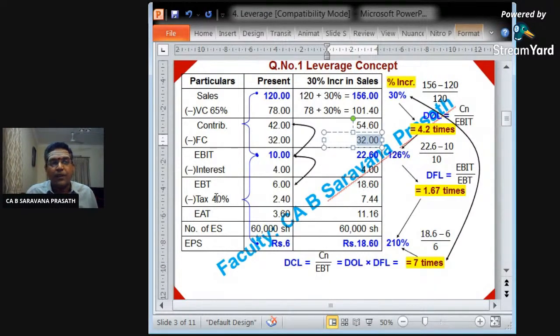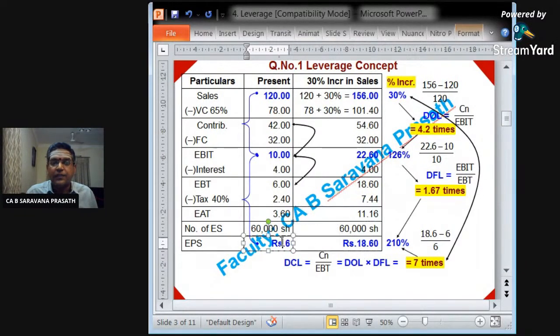Tax is paid at 40% now on a higher income. So 18.6 into 40%, 7.44. So balance earning after tax is equal to 11.16 lakhs. If you divide this by 60,000 shares, the earnings per share from 6 rupees, it will shoot up to 18 rupees and 60 paise.